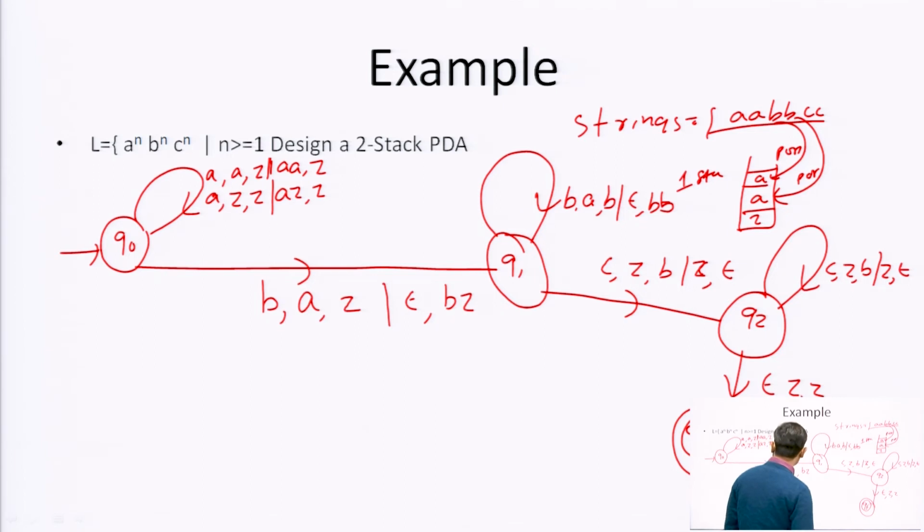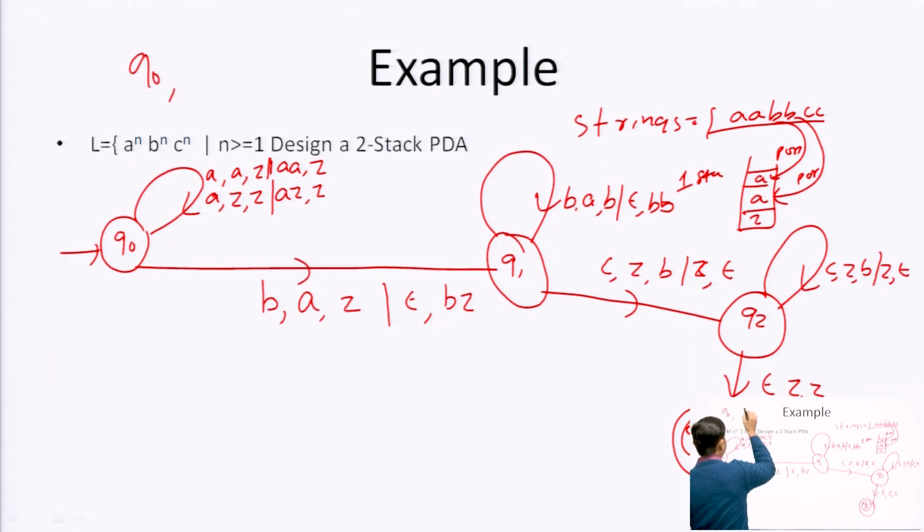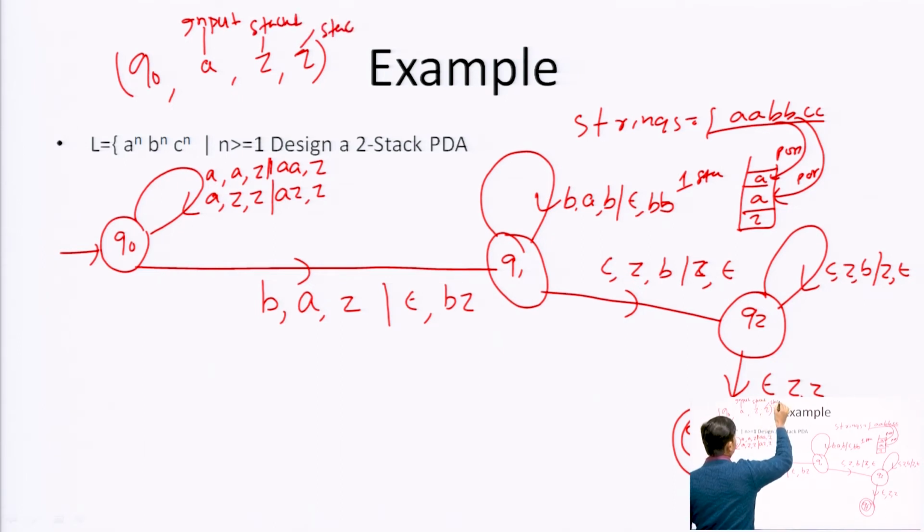So here you can see Q0, A, Z, and this is stack 1. Again, I am writing the transition: Q0, and this is the input A, this is the stack 1 top Z, and this is the stack 2 top Z. This is input, this is stack 1, and this is stack 2.